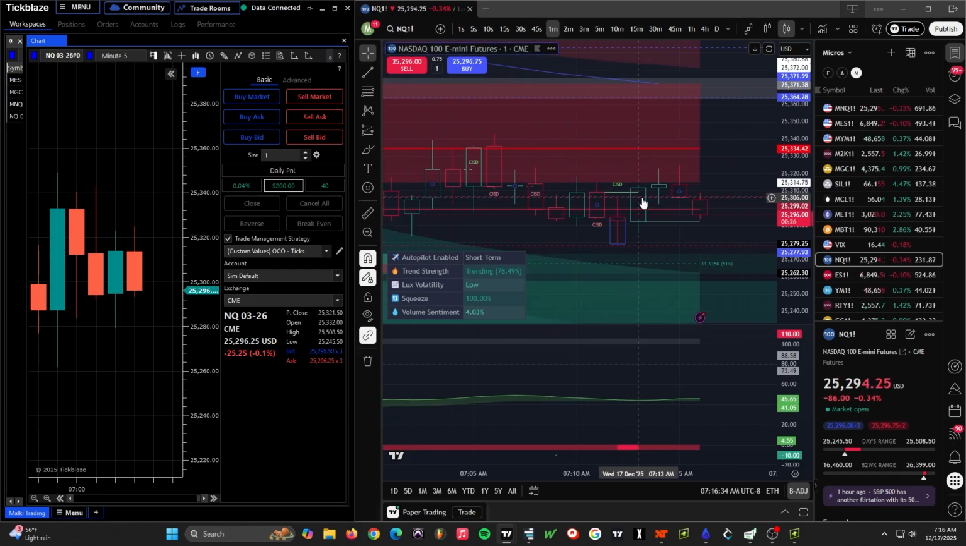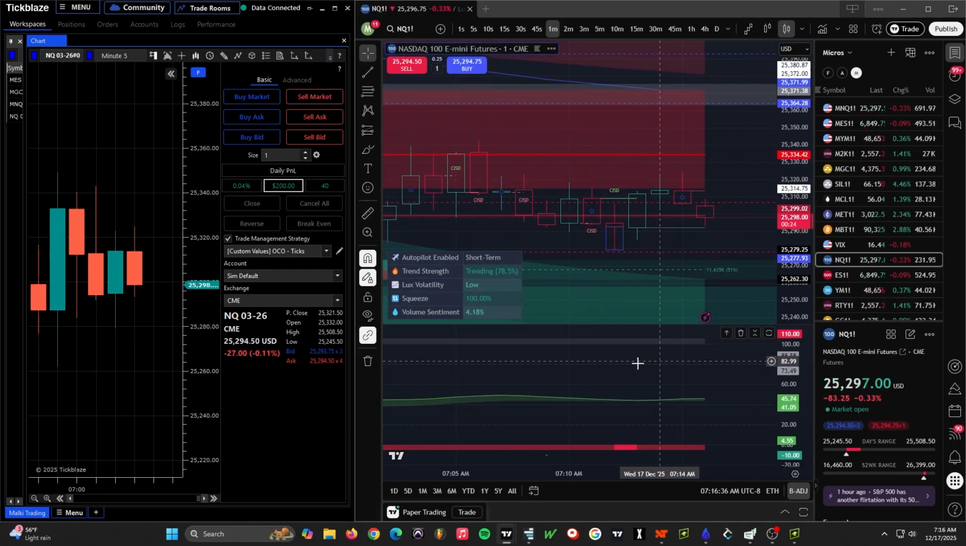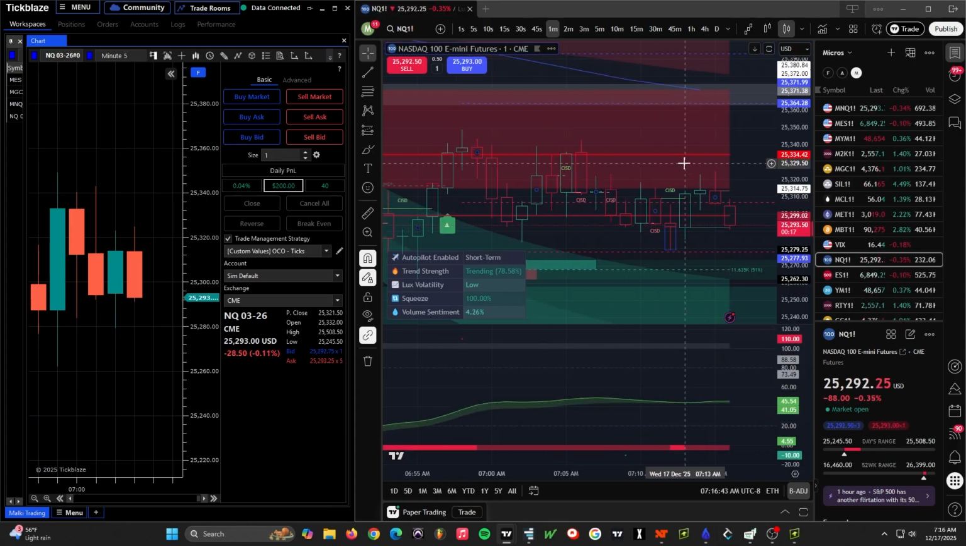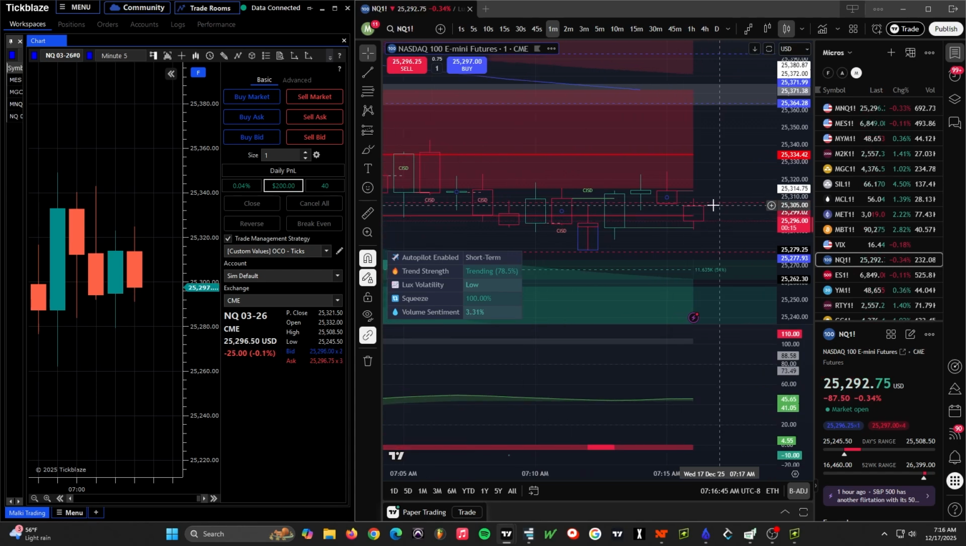But I'm not taking shorts right now due to the indicator kind of telling me no. If I get a gray dot, then I'll start looking for shorts.